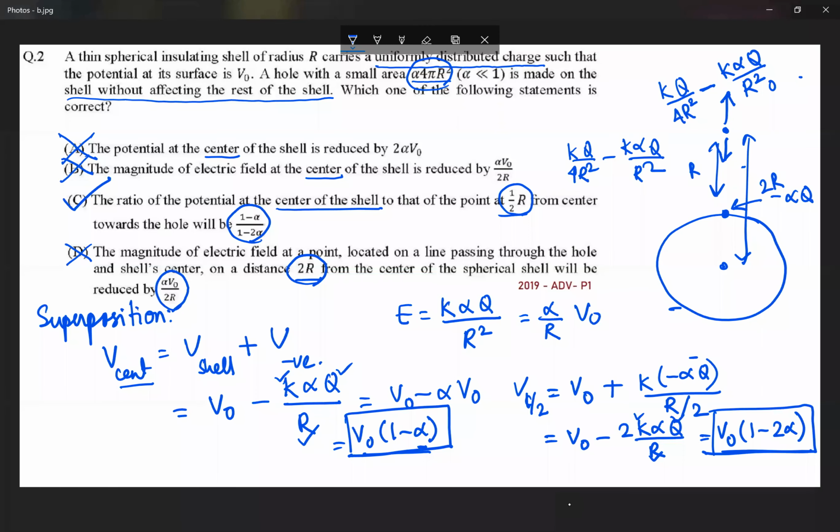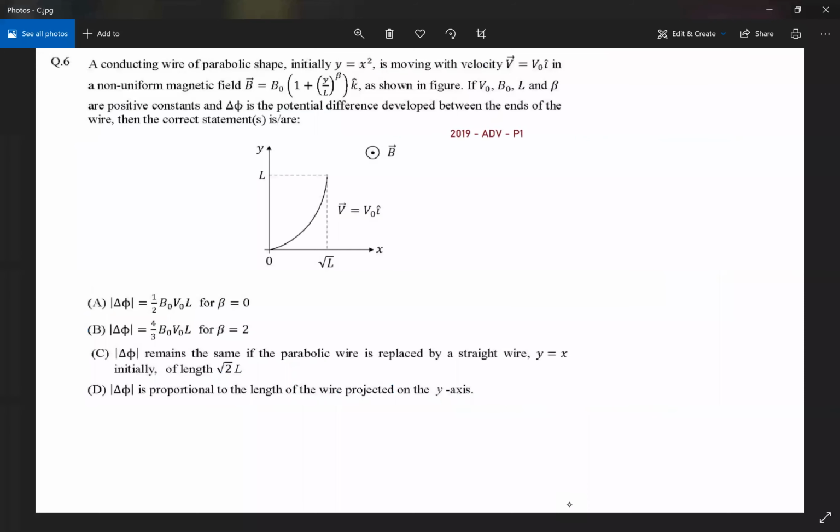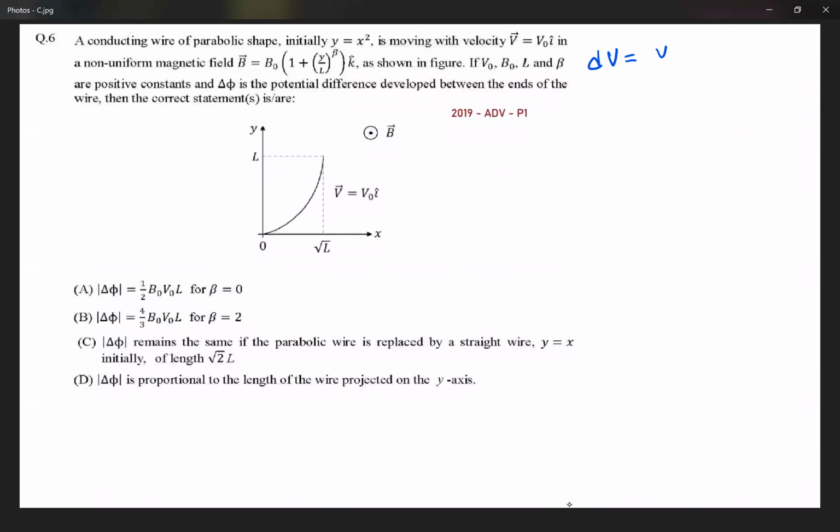This is a question about the movement of a conductor in a magnetic field. Whenever we move a conductor in a magnetic field, there is an EMF that is induced in the conductor, and the EMF is given as dV equals V cross B, the velocity vector cross the magnetic field vector, dot the length of the conductor, dl.